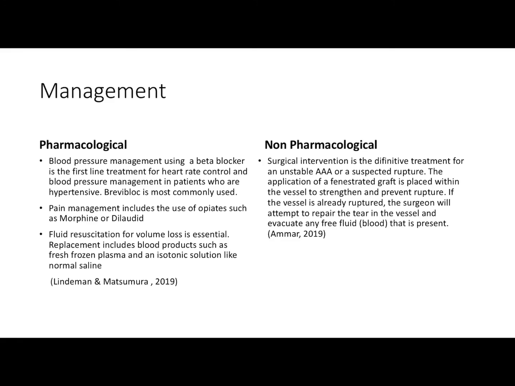Pharmacological and non-pharmacological management. Pharmacological management includes blood pressure management. Using a beta blocker is a first-line treatment for heart rate control and blood pressure management in patients who are hypertensive. A commonly used medication in the emergency setting is called Brevibloc. Pain management includes the use of opiates like morphine and Dilaudid to help control the patient's blood pressure in conjunction with the blood pressure medication and for symptomology management.